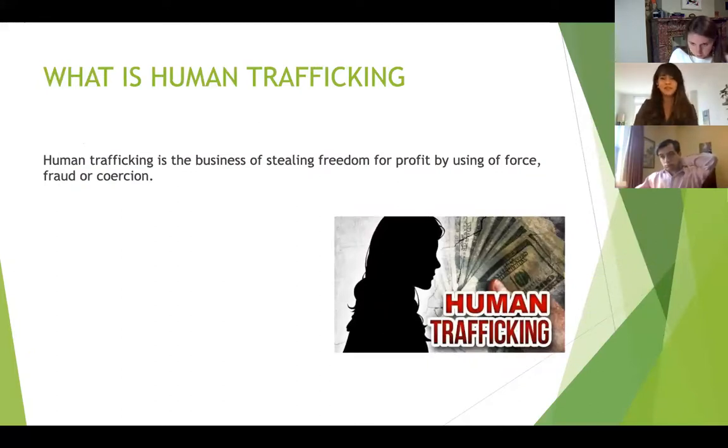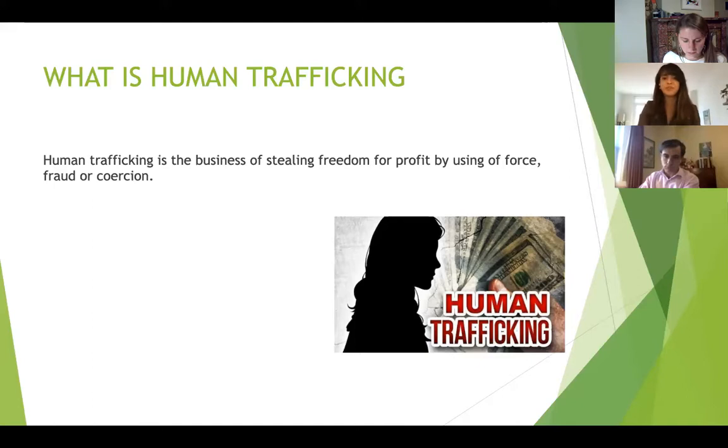There are lots of really complicated definitions about what this is, but it's basically the business of stealing freedom for profit by use of force, fraud, or coercion. When we think of human trafficking, we think of smuggling of people across international borders or kidnapping, but that's not all it is. I think we just want to highlight that human trafficking can affect anybody. Anybody can be a victim. And in the next few slides, we're just going to show you the different demographics that victims can be.